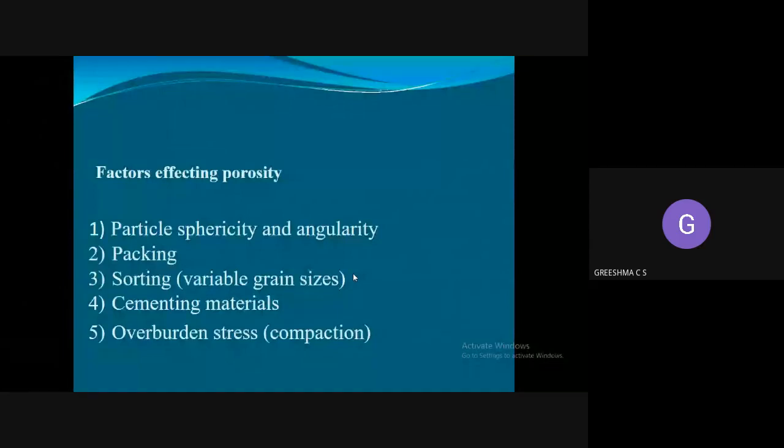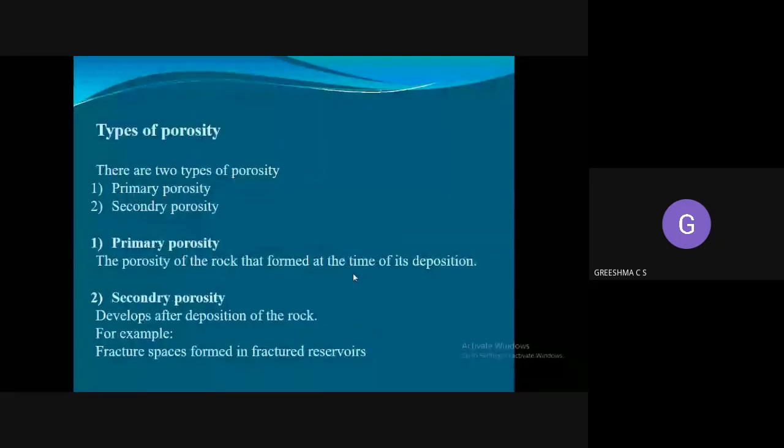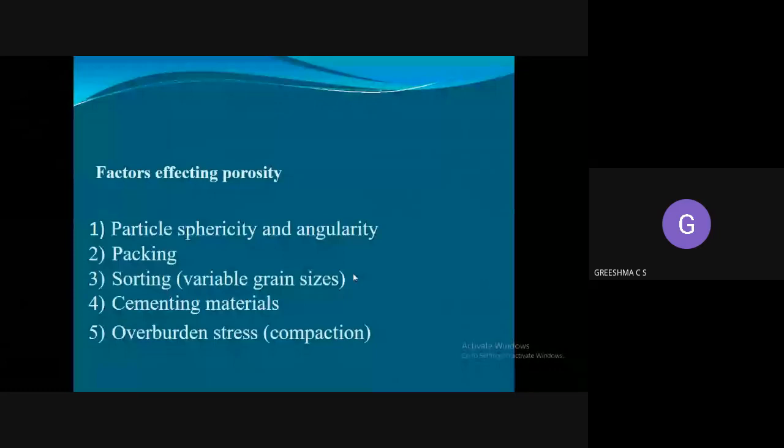Okay, now next is factors affecting porosity. What are the factors which affect porosity? The first ones are particle sphericity and angularity, packing, sorting, cementing materials, and overburden stress. How does porosity arise? What factors lead to porosity? The first one is particle sphericity and angularity.